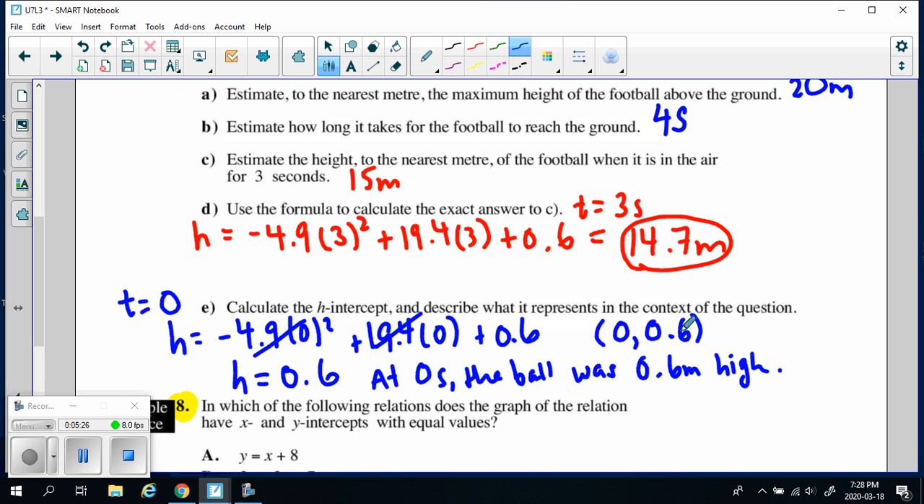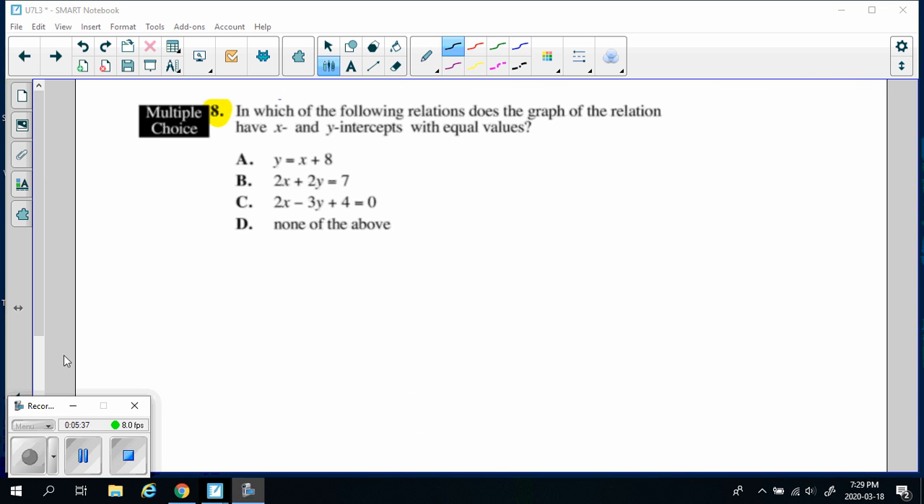And if you think about what that means in the context of the question, that means that even before it got kicked, it was already 0.6 meters high, and that was the height that it was coming from. The last question that was asked was multiple choice number 8, and it says, in which of the following relations does a graph of that relation have x-intercepts and y-intercepts with equal values? So what they're trying to get us to do here is to actually calculate the x and y-intercepts.